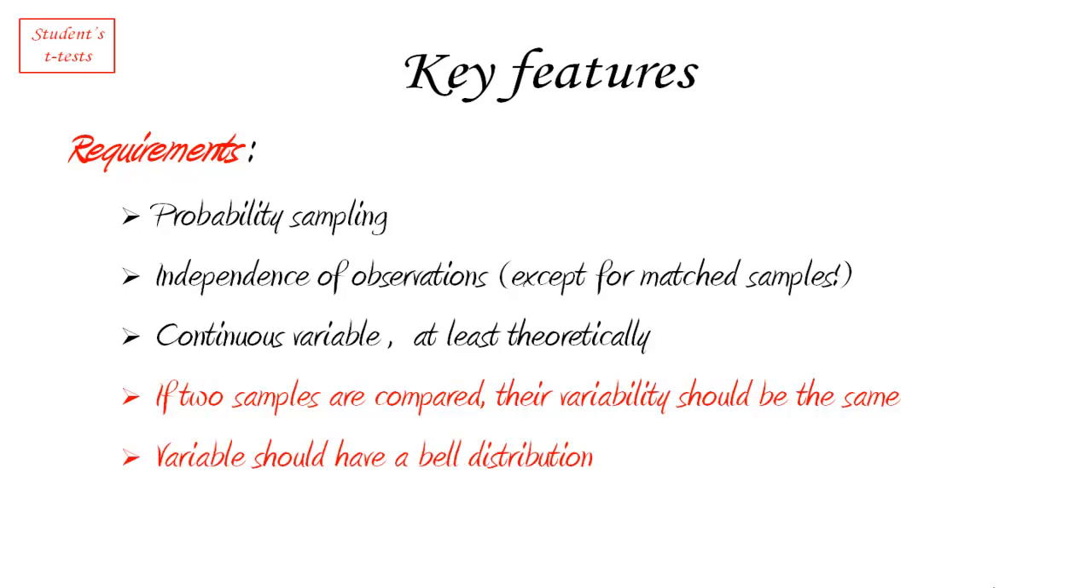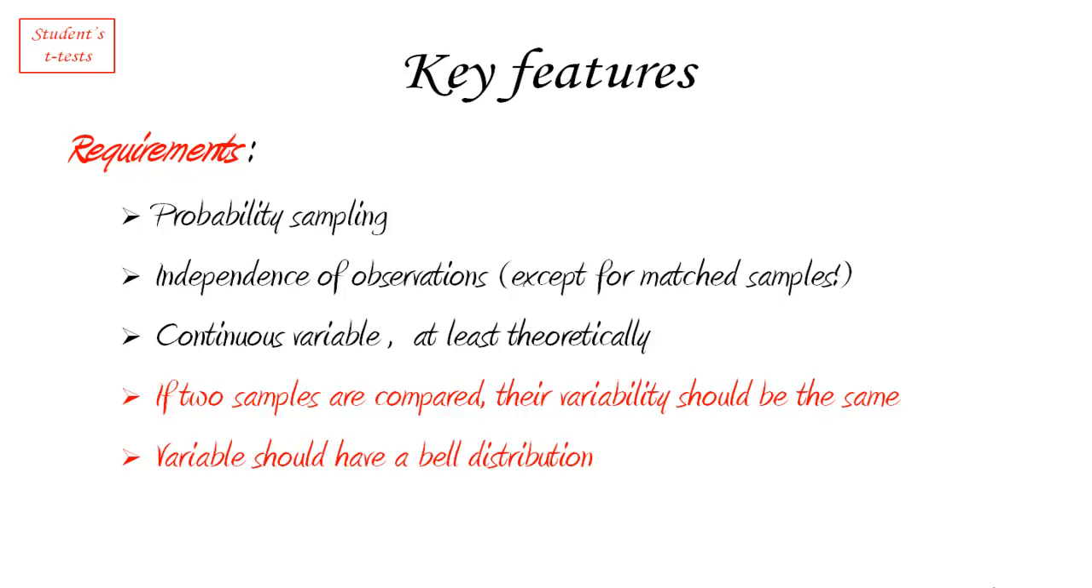Now, the other thing is that the variable is actually assumed to have a bell distribution. So when we look at the histogram for the variable, and remember we're dealing with a continuous variable, we should be able to see a bell-shaped distribution.